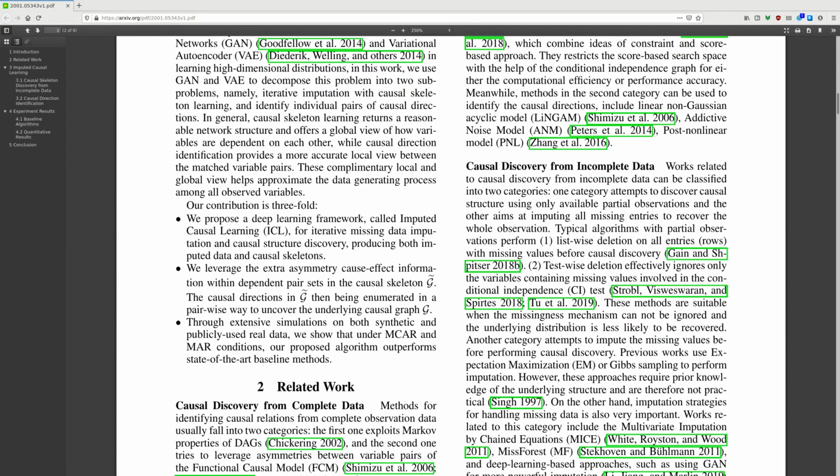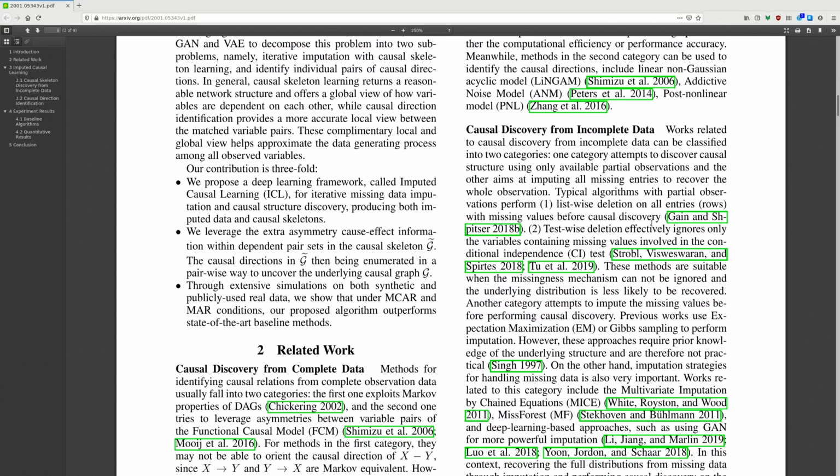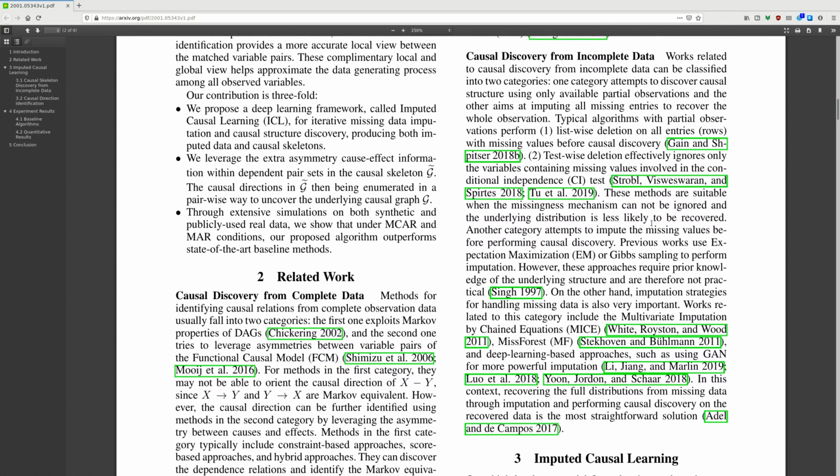Okay, let's continue. Causal discovery for incomplete data. Works related to causal discovery from incomplete data can be classified into two categories. One category attempts to discover causal structure using only available partial observations, and the other aims at imputing all missing entries to recover the whole observation. List-wise deletion, test-wise deletion.